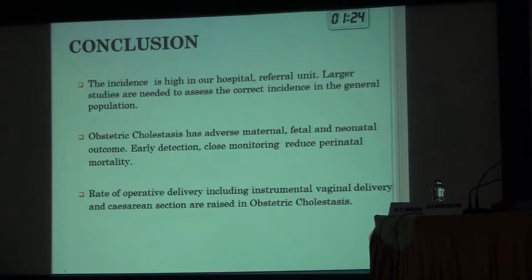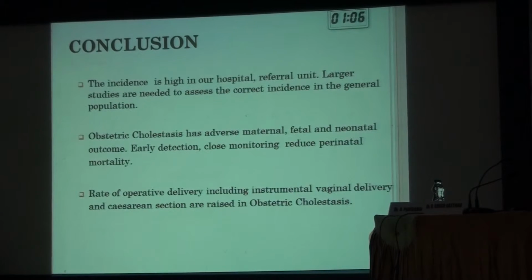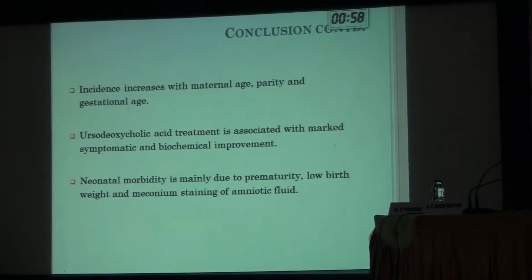Coming to the conclusion, the incidence is high in our hospital being a referral unit, so larger studies are needed to assess the correct incidence in the general population. Obstetric cholestasis has adverse maternal, fetal and neonatal outcome, hence early detection and close monitoring to reduce the perinatal mortality is required. The rate of operative delivery, including instrumental vaginal delivery and cesarean section rate, are raised in obstetric cholestasis. It increases with the maternal age, parity and gestational age. Ursodeoxycholic acid treatment is associated with marked symptomatic and biochemical improvement, and the neonatal morbidity is mainly due to prematurity, low birth weight and meconium staining of amniotic fluid.